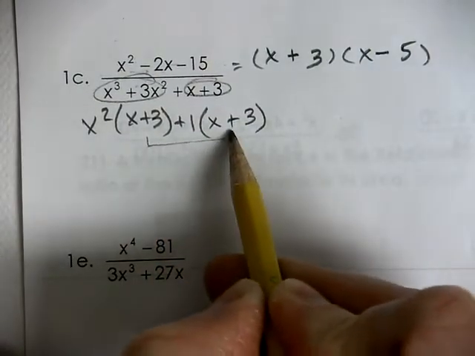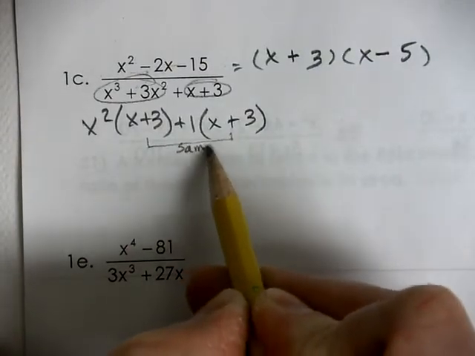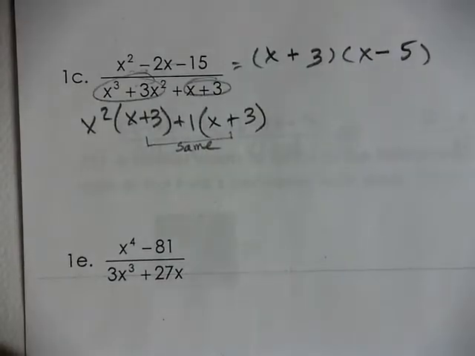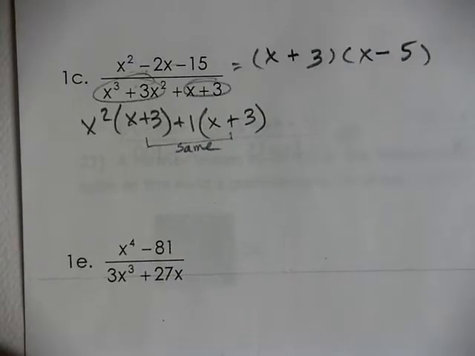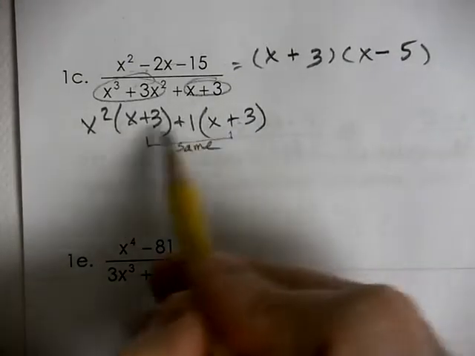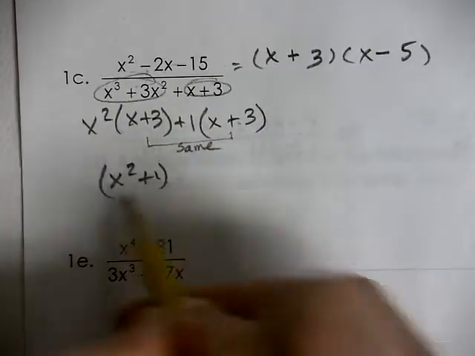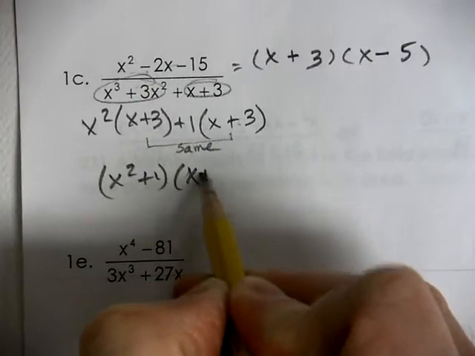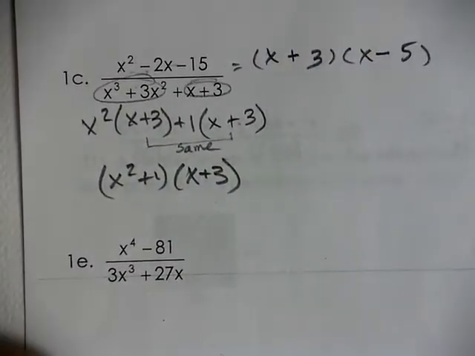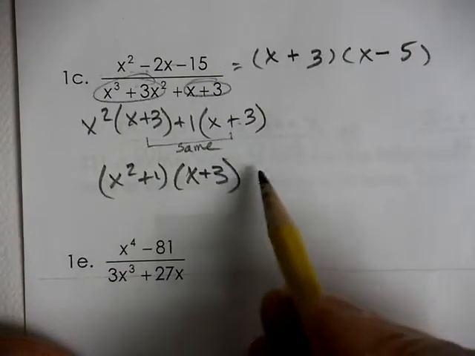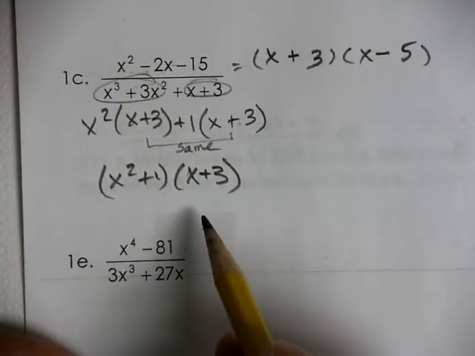Remember, what's inside the parentheses has to be exactly the same. If it's not, something went wrong. You cannot use factor by grouping without these being exactly the same. So this is x squared plus 1 and x plus 3. Notice that we use x plus 3 only once. We don't write x plus 3 squared. We don't write x plus 3 2 different times.